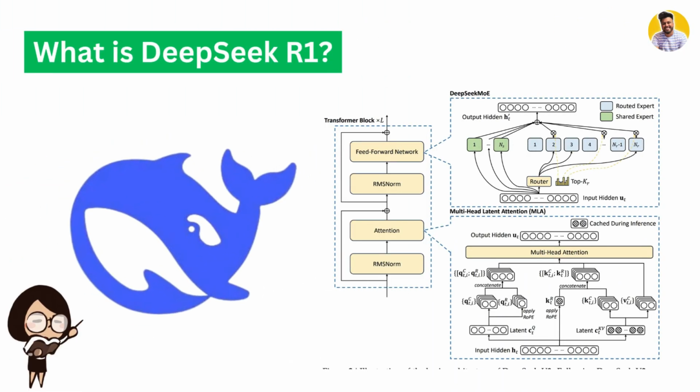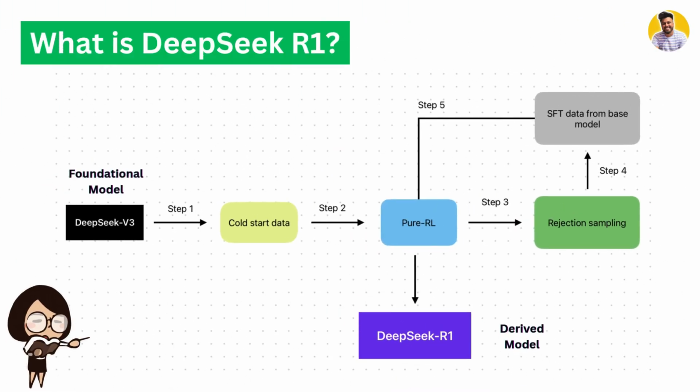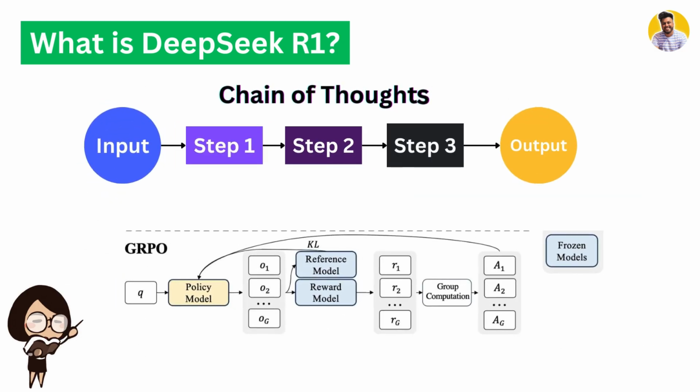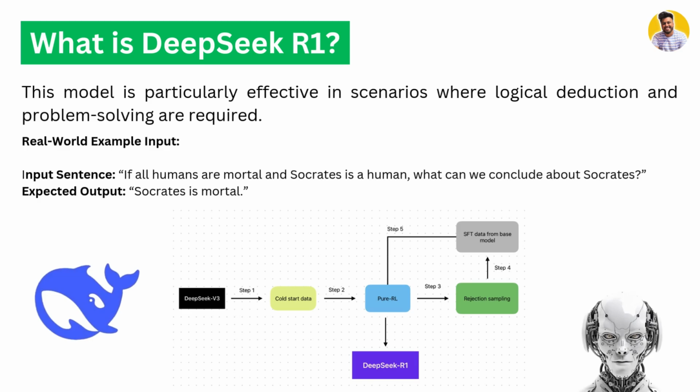First thing, what is DeepSeek R1? DeepSeek R1 is a large language model derived from DeepSeek V3, a foundational model that is trained using reinforcement learning and supervised fine-tuning, and uses the chain of thought process with the GRPO trainer as well. If you want to know how DeepSeek R1 works, you can check out the video in the I button. This model is particularly effective in scenarios of logical reasoning and problem solving. For example, if I say, if all humans are mortal and Socrates is a human, then what would we conclude about Socrates? The answer it would provide is Socrates is mortal.